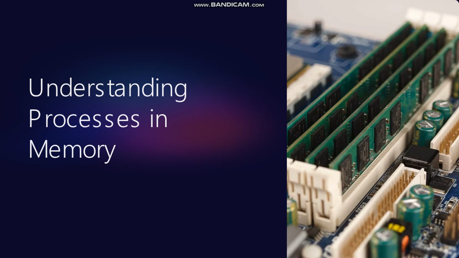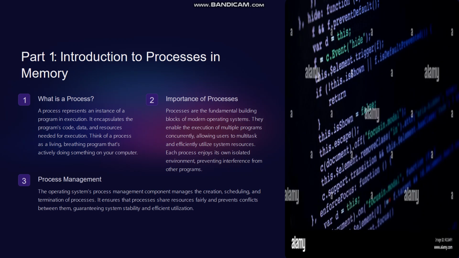Today I'm going to explain the process in memory. The first part is Introduction to Process in Memory. What is a process? A process represents an instance of a program in execution. It encapsulates the program's code, data, and resources needed for execution. Think of a process as a living, breathing program that's actively doing something on your computer.